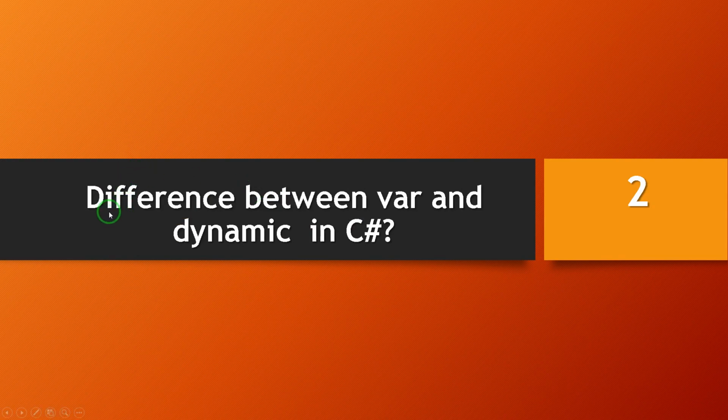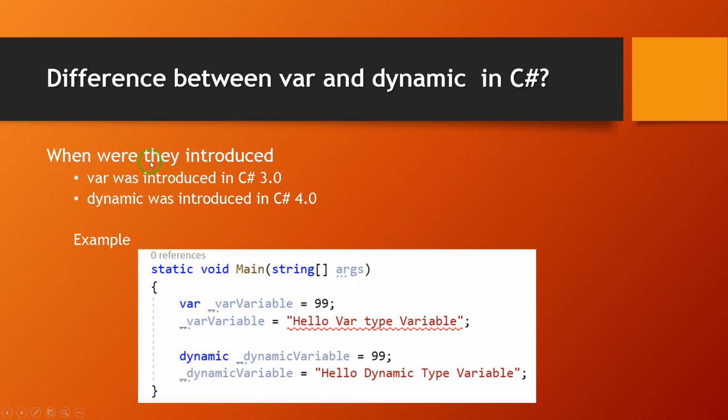Topic for today's session: difference between var and dynamic in C#. In this session we will learn what is the difference between var keyword and dynamic keyword. Var was introduced in C# 3.0 version and dynamic was introduced in C# 4.0 version. Means dynamic is the latest.